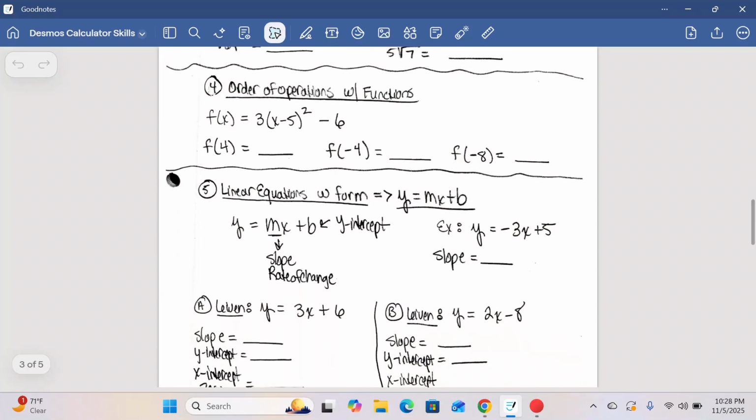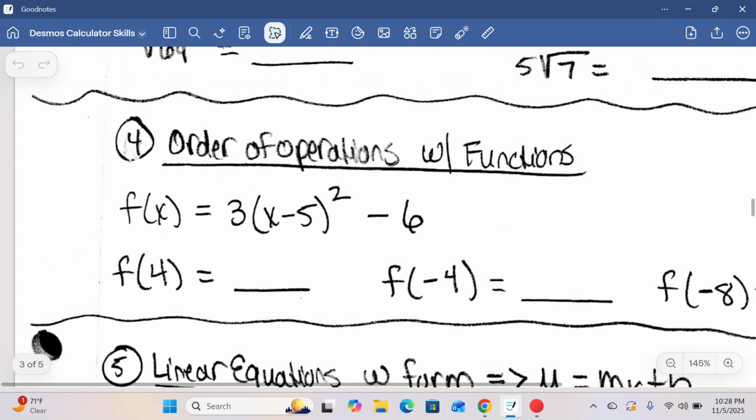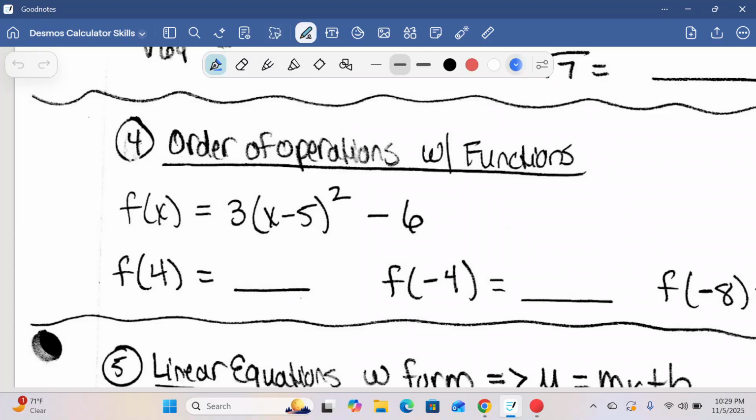I talked about square roots. But what happens when we deal with order of operations? Well, we can deal with order of operations and we can deal with inputting of functions. So looking at this, we have f of x is equal to 3 open parentheses x minus 5 raised to the second power minus 6. So again, looking at that, that is kind of a complex question, but it really doesn't feel complex at all because you let Desmos do the work.